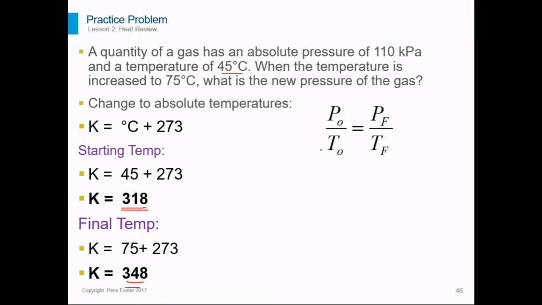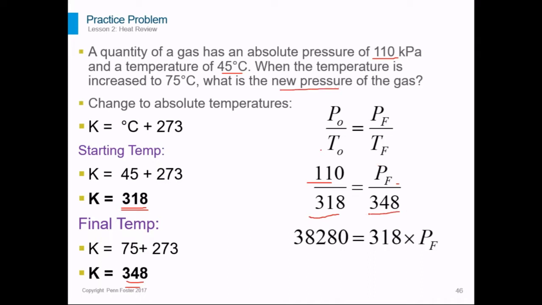We could put those in for the temperatures, and we have our original pressure, which was 110. So 110 is our original pressure. 318 is our original temperature. We keep our final pressure as a variable because that's the new pressure, and our final temperature is 348. And again, we cross multiply. 348 times 110 gives us this number, and then 318 times final pressure, and then we solve for our final answer of 120.